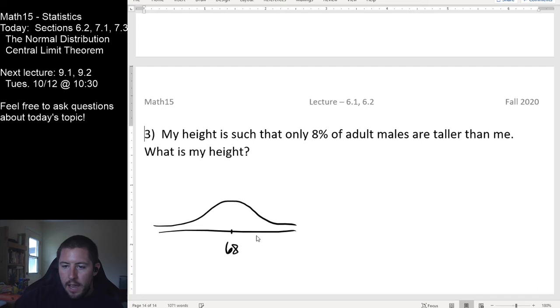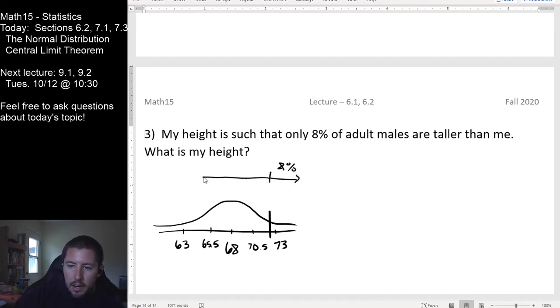We're centered at 68. We've done this a couple times now. 70.5, 73, subtract 2.5, 65.5, 63. We are interested in finding the location on here where 8% are taller than me, right? So that might be something like right there. We're thinking there's got to be some place out here where there's 8% here. And if there's 8% in that direction, then that must mean that there's 92% to the left.